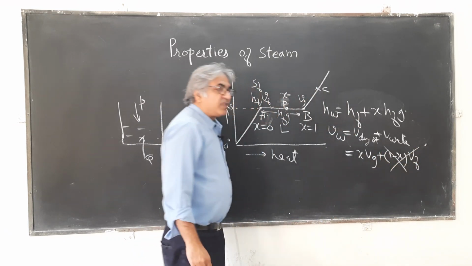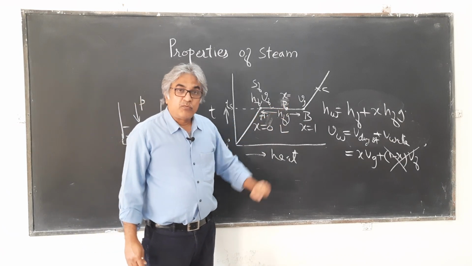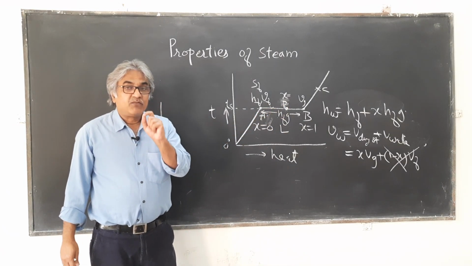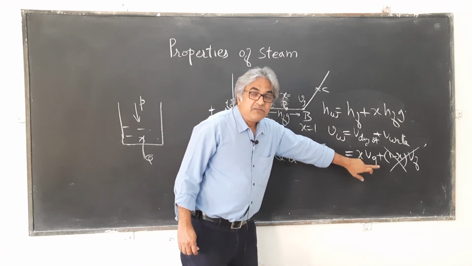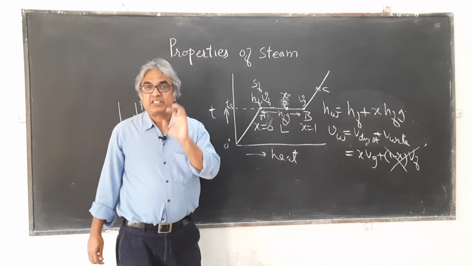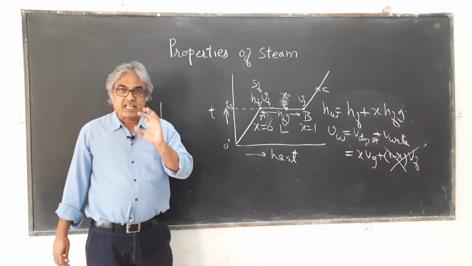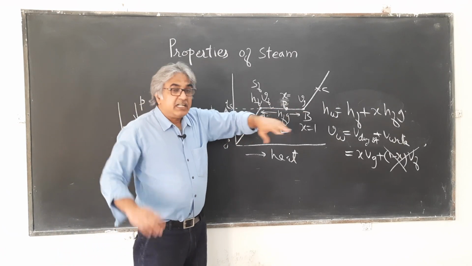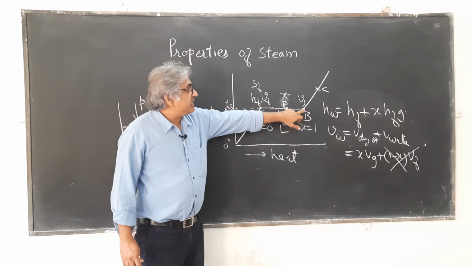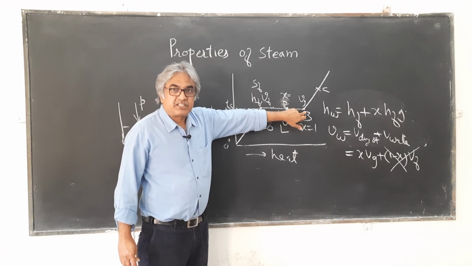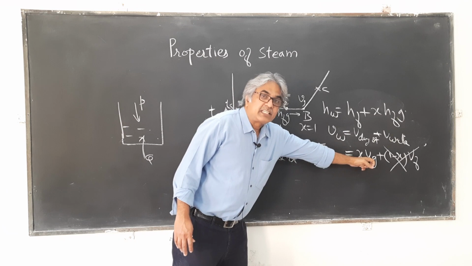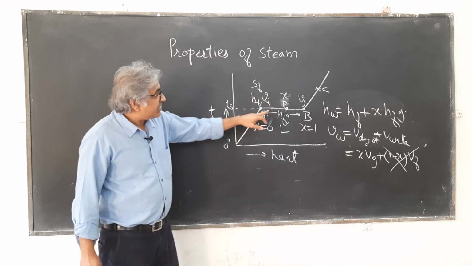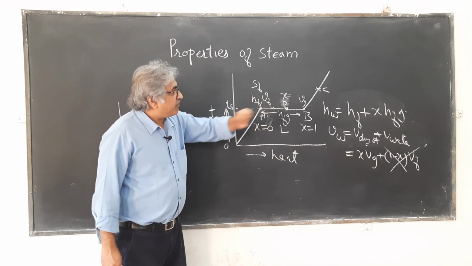So remember, the volume of wet steam will be X into Vg. What is Vg? Vg is the specific volume of steam when it is completely dry, that means when it reaches point B. So anywhere in between, the specific volume is X into Vg. Fine.